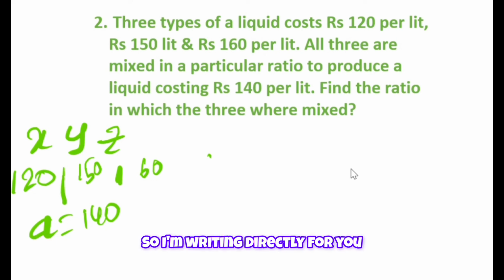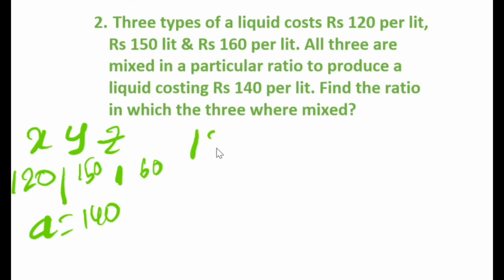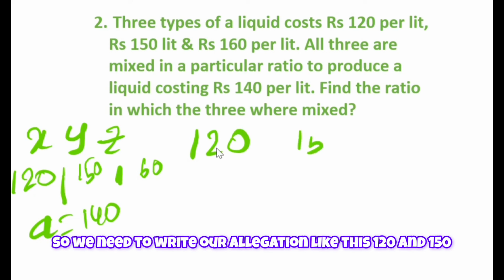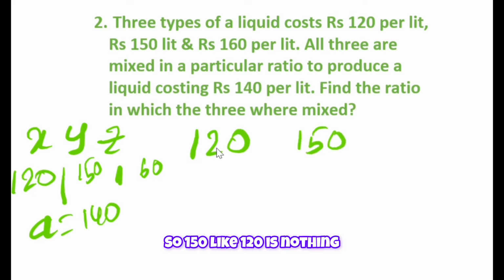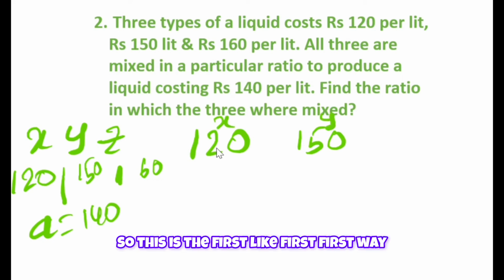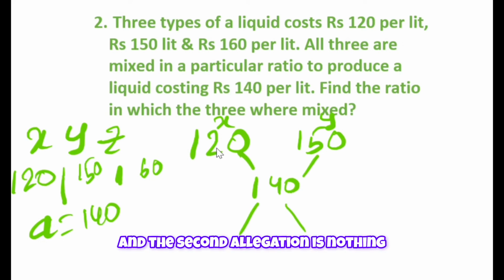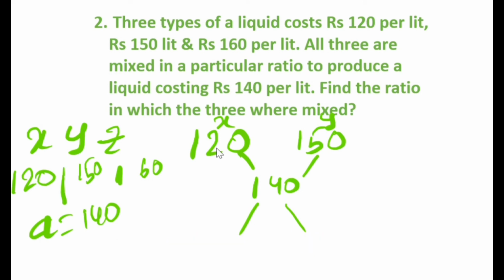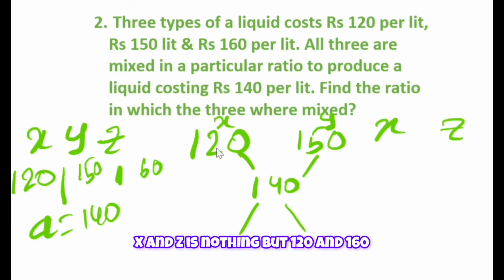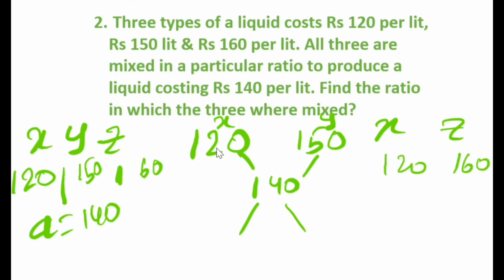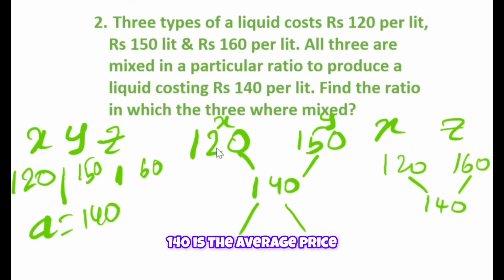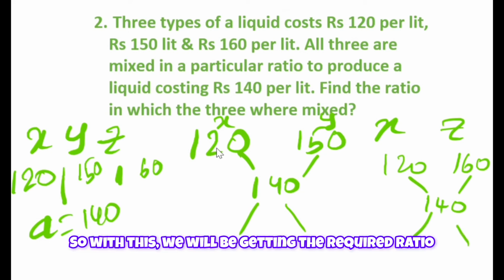So what is that? I'm writing directly for you. We need to write our allegation like this: 120 and 150. So 120 and 150 are nothing but X and Y. This is the first way we need to do this allegation, and we got an average price of 140. We need to calculate this. The second allegation is nothing but we need to write X and Z here. Okay, X and Z is nothing but 120 and 160. So 140 is the average price. We need to calculate this. Okay, so with this we will be getting the required ratio.